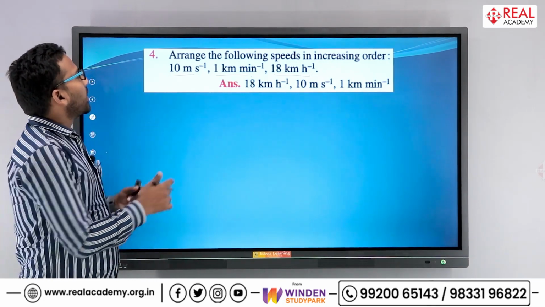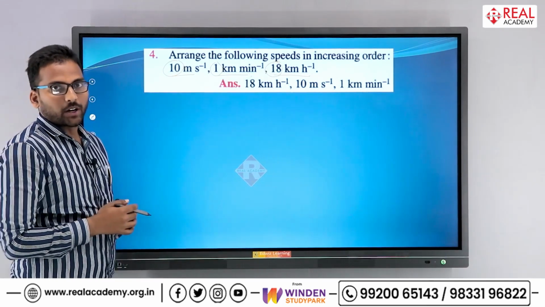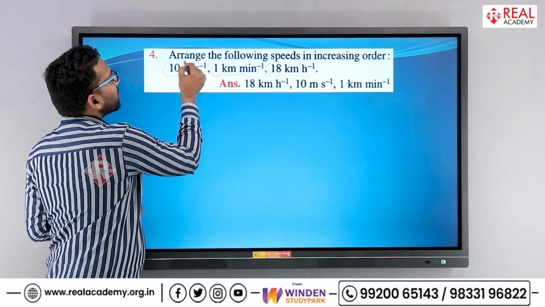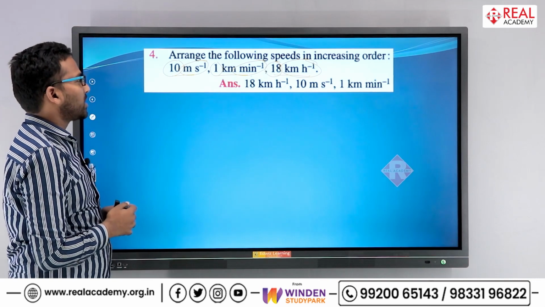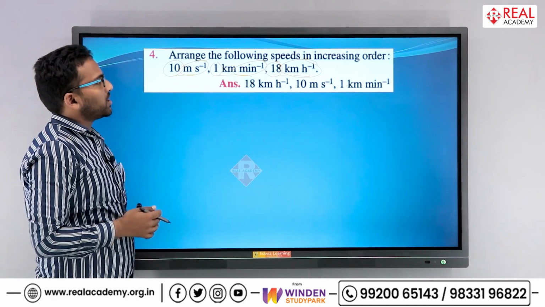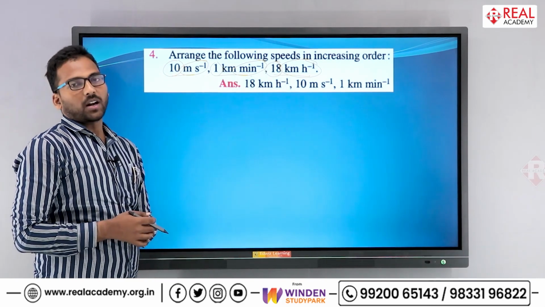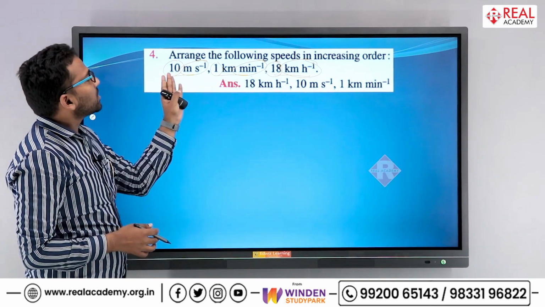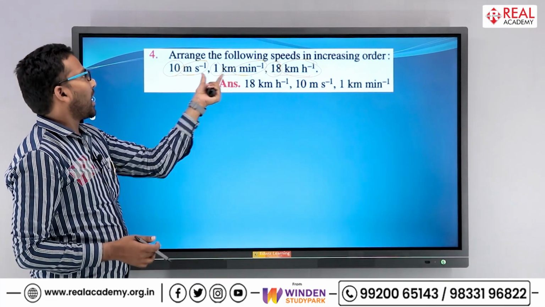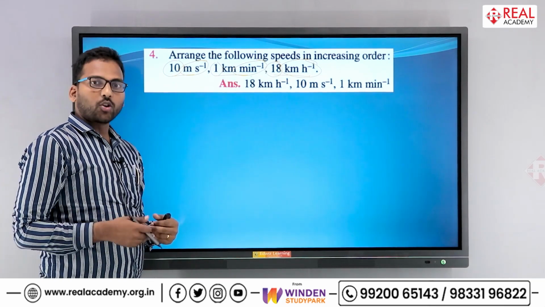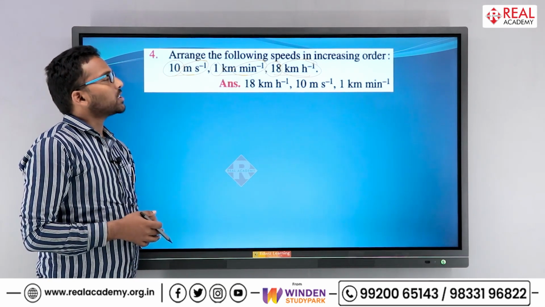Okay, so how to do this? Just by taking the numeric value like 10, 1 and 18 is not sufficient. You need to check the units as well. Different system of unit यहाँ पे mention किए गए हैं. First one meter per second, दूसरा kilometer per minute and तीसरा kilometer per hour. So just आप numeric value देख के आप इंक्रीजिंग ऑर्डर में नहीं रख सकते कि ये पहला आएगा, ये दूसरा आएगा, ये तीसरा आएगा. We need to convert and we need to attain the same system of unit.